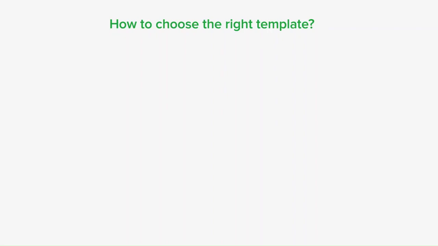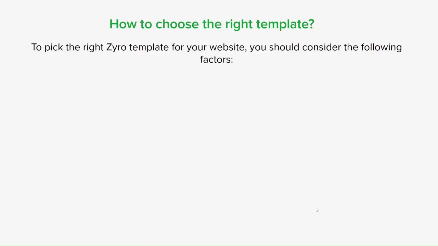So how do you pick a template that's actually right for you? To pick the right Zyro template, there are some things that you should probably consider. The first one is the type of website that you want to create. So essentially, what is the purpose of your website? Are you creating a business website? Are you creating a portfolio website? Are you creating a blog, an e-commerce type website?